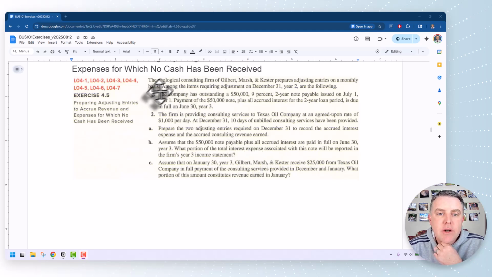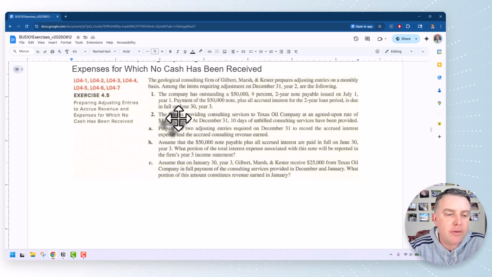So let's start with number 1 here. Okay, Part A for number 1. All right, the company has outstanding a $50,000 9% 2-year note payable issued on July 1st, year 1. What the heck does that mean? All right, that's a mouthful.